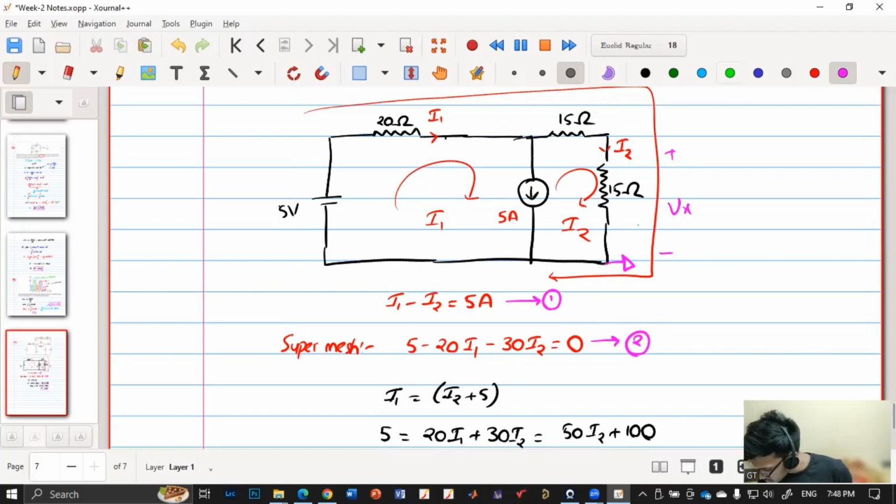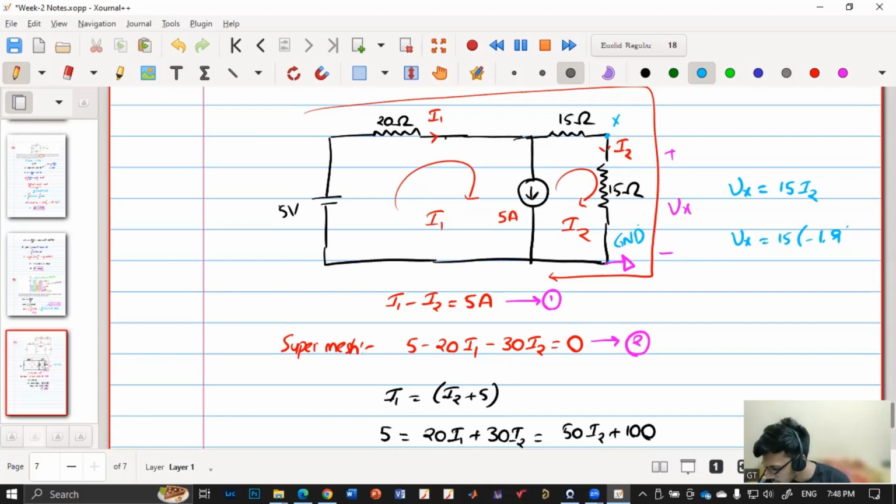So what is the value of my Vx? Is it 15 I2 or minus 15 I2? This is ground. Remember, this is at higher potential. Current is flowing from this terminal to ground, so this terminal is always at higher potential. So it will be 15 I2. Now whether I2 is positive or negative, that is a different issue. According to my convention, I2 is flowing from the X terminal to the ground terminal, so X is at a higher potential. So my Vx is 15 I2, and Vx is 15 into minus 1.9.